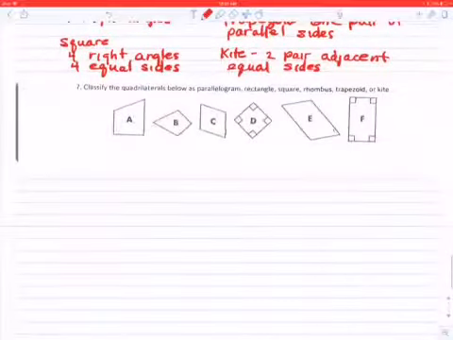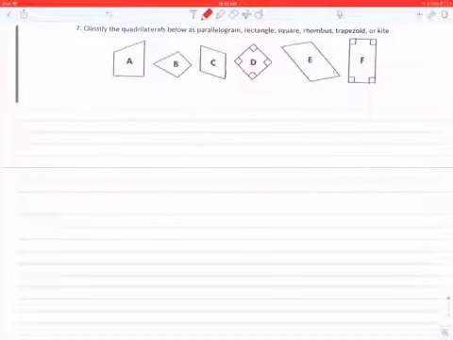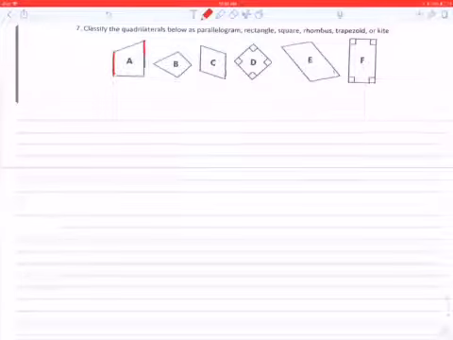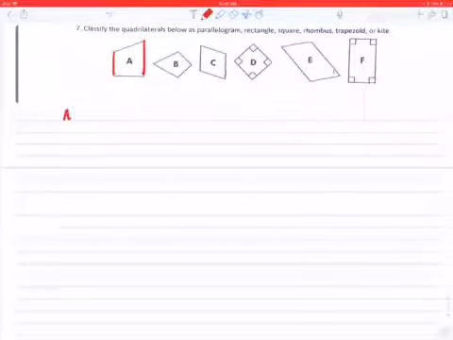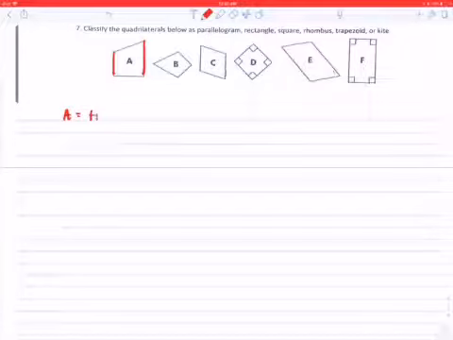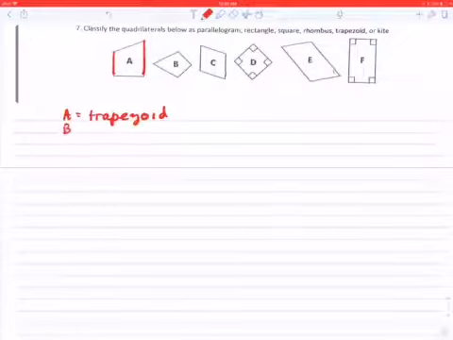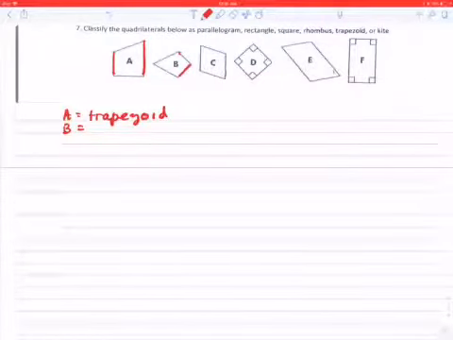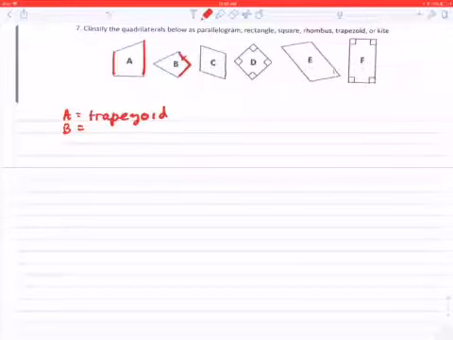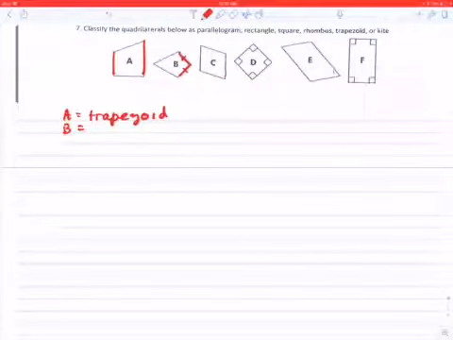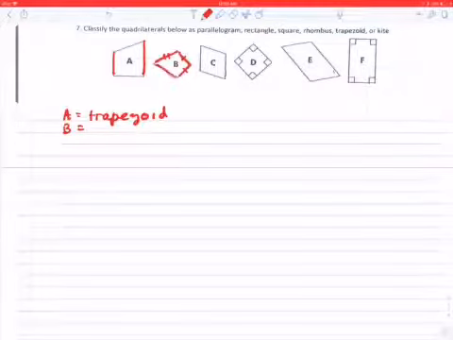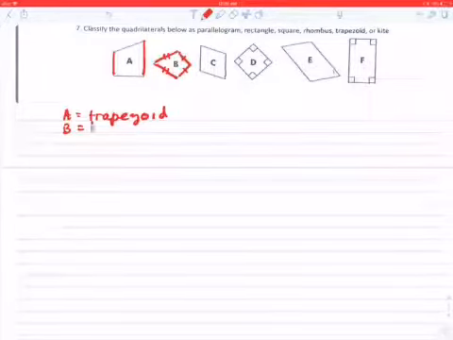All right, so let's classify these quadrilaterals as parallelogram, rectangle, square, rhombus, trapezoid, or kite. So for A, I see that it only has one pair of parallel sides, so A is a trapezoid. For B, it has two pair of adjacent equal sides, so those two sides are equal. Those two adjacent sides are equal, so for B, that's a kite.